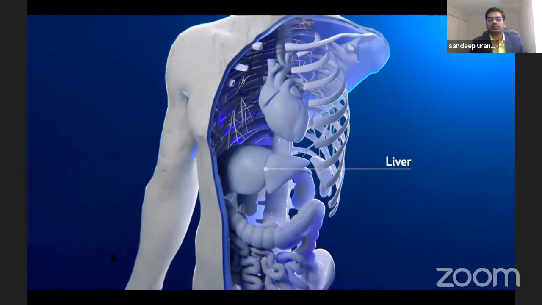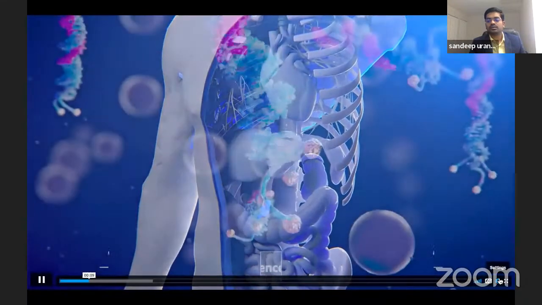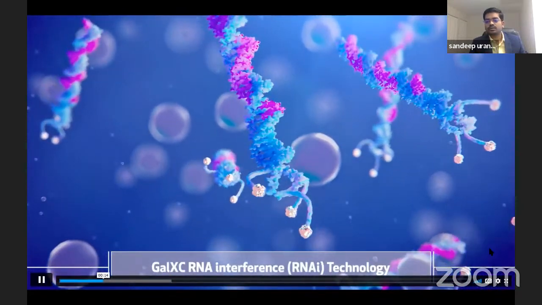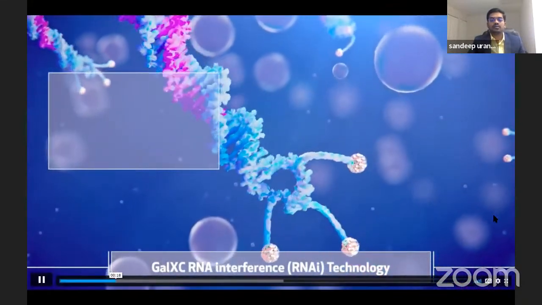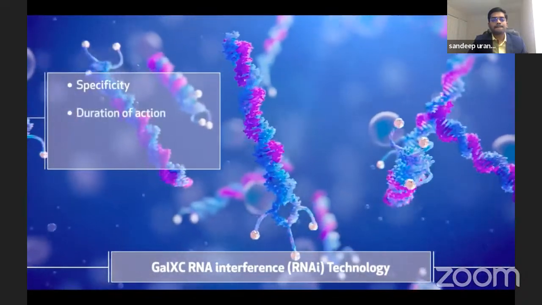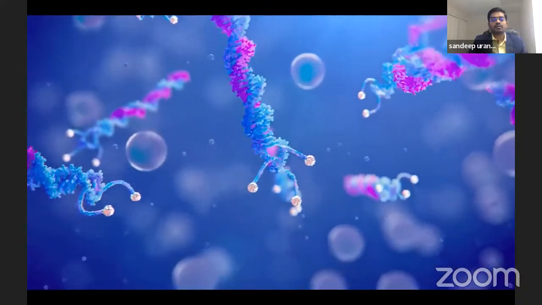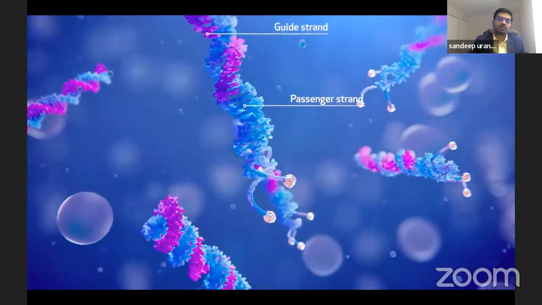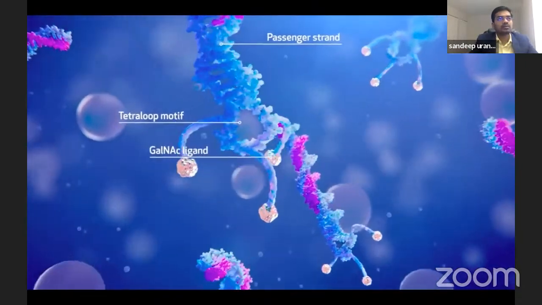The liver is a key metabolic organ where disease-causing genes can have far-reaching consequences. Galaxy is Dicerna's proprietary next-generation RNAi technology designed to use the patient's own cellular mechanisms to silence disease-causing genes in the liver, with a long duration of action and low incidence of side effects. Each Galaxy molecule has 2 strands of RNA, sense (passenger) and antisense (guide) strands. The sense strand folds to form a tetraloop, unique to Galaxy.